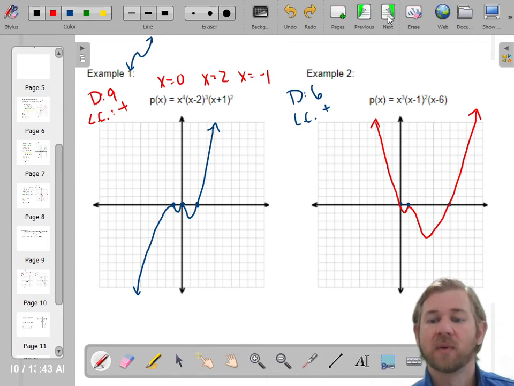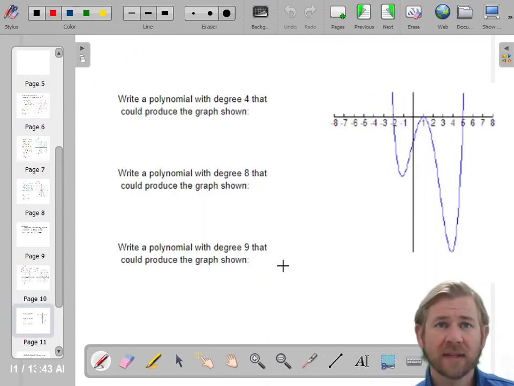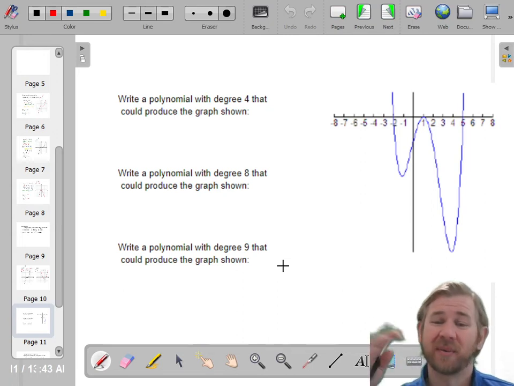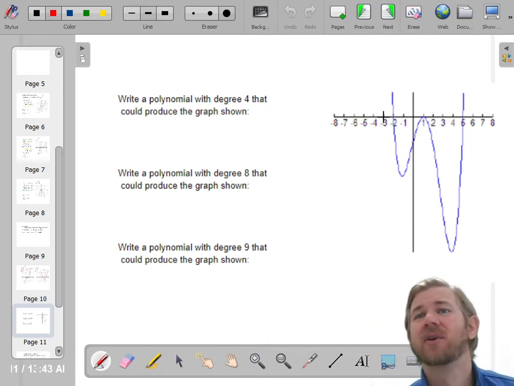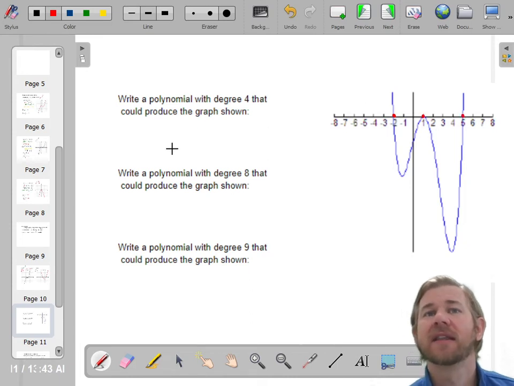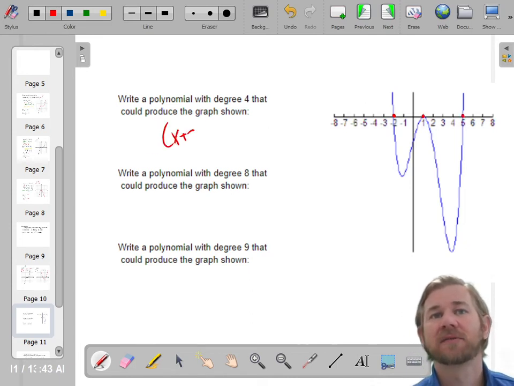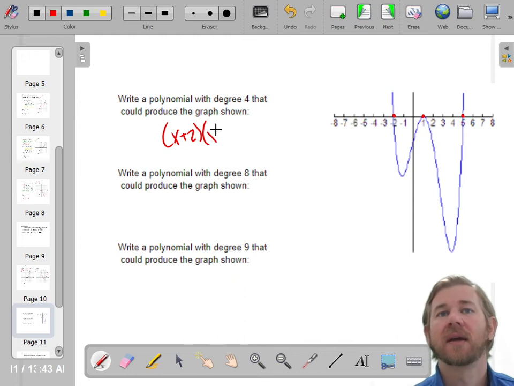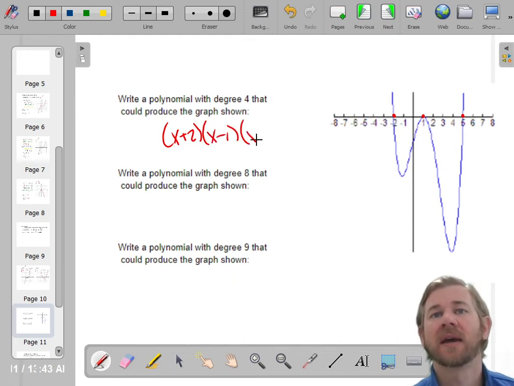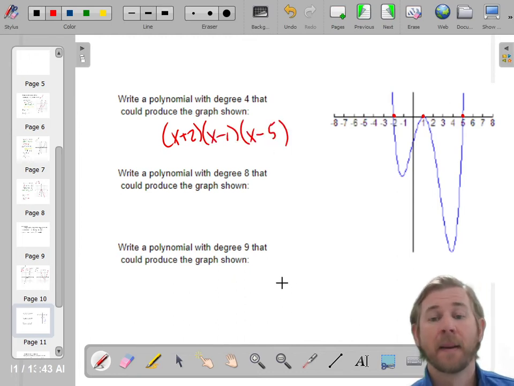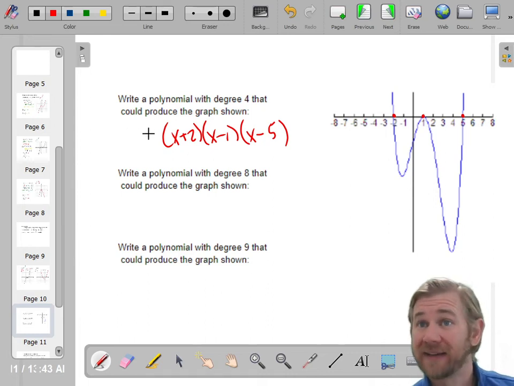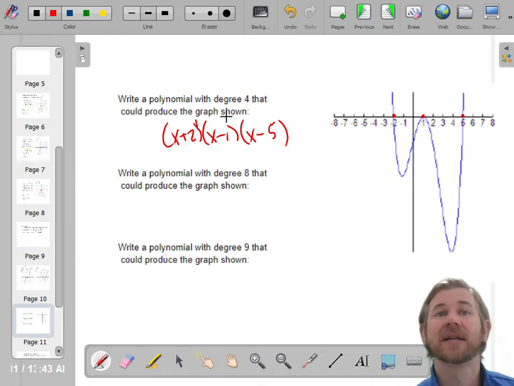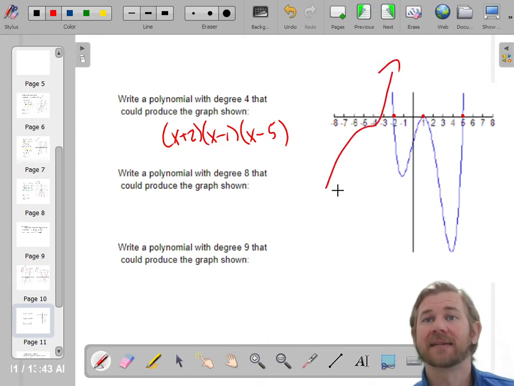And then let's do maybe one more. Let's see if we can create a polynomial that would look like this. So if you have a 0 at -2, +1, and 5, then my factors would be x plus 2, x minus 1, and x minus 5. But if you just left it alone, that's a degree 3. 1, 2, 3. That's a degree 3 polynomial, which means it would look like this.